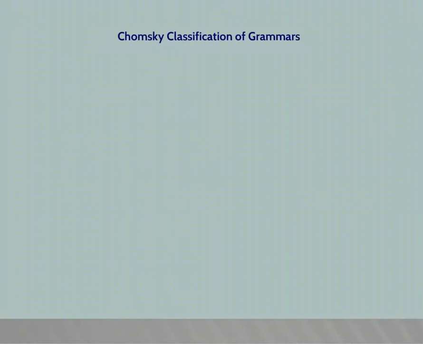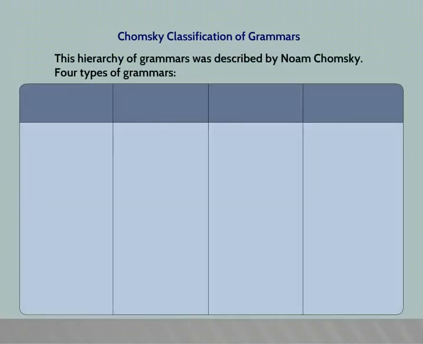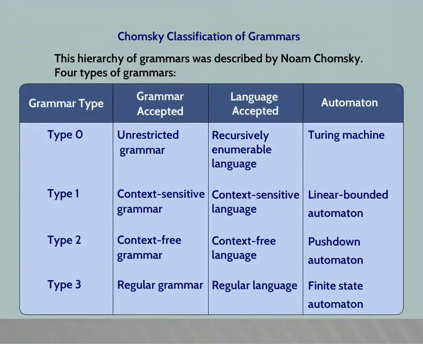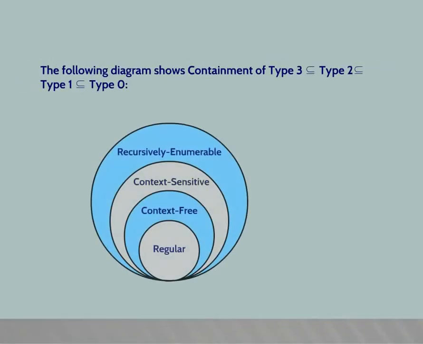Chomsky classification of grammars. This hierarchy of grammars was described by Noam Chomsky. There are 4 types of grammars. The following diagram shows the containment: type 3 is a subset of type 2, which is a subset of type 1, which is a subset of type 0.